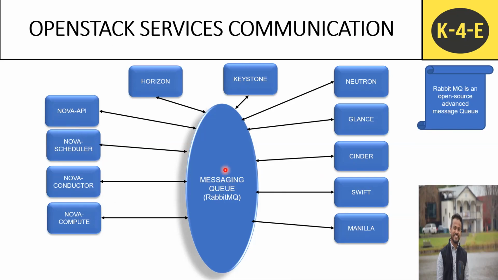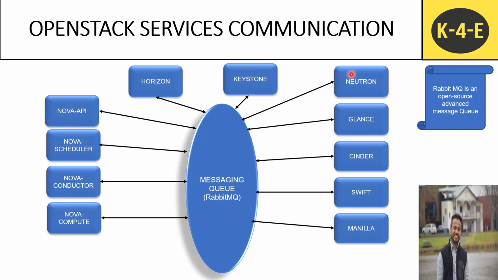Its purpose is only to receive a request from a service and then pass that request to another service at the destination node. So suppose Keystone wants to talk to Neutron, or let's take it in reverse order: Neutron wants to talk to Keystone. Here Neutron cannot directly talk to Keystone.